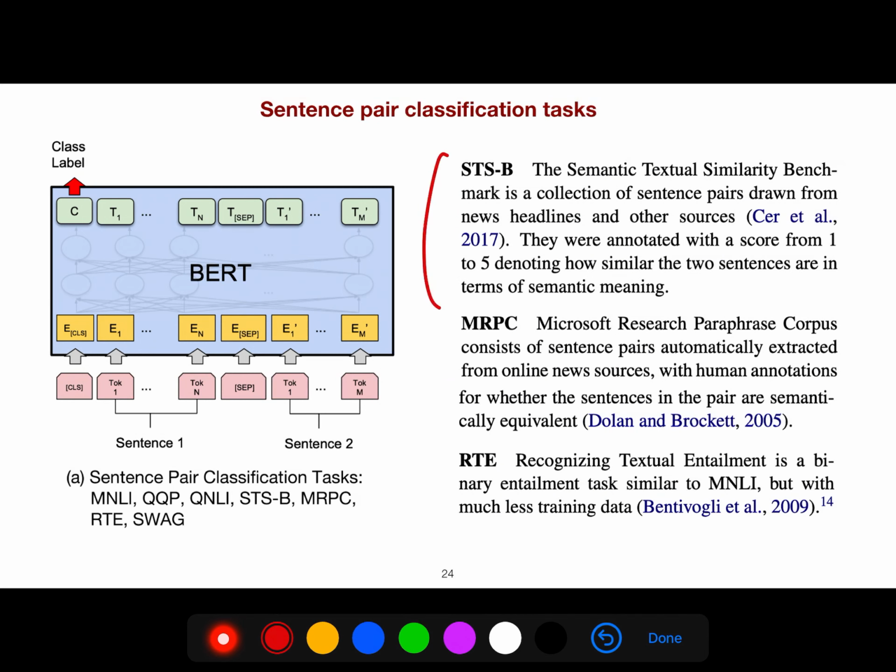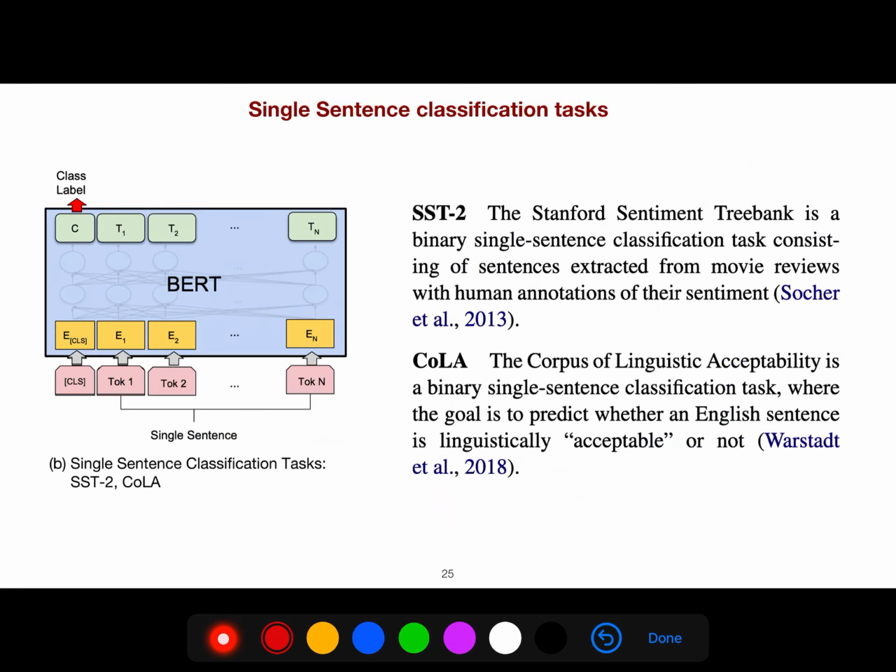And of course, you can do textual similarity. You can use the Microsoft Research paraphrase corpus, automatically extracted from online news, for whether the sentences in the pair are semantically equivalent or not. Because two sentences may be very similar to each other, we can take advantage of BERT here. RTE is another one. Recognizing textual entailment is a binary entailment task.